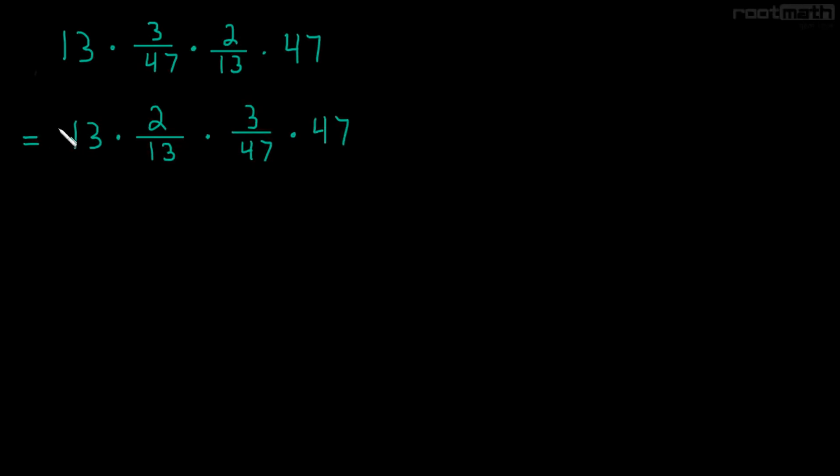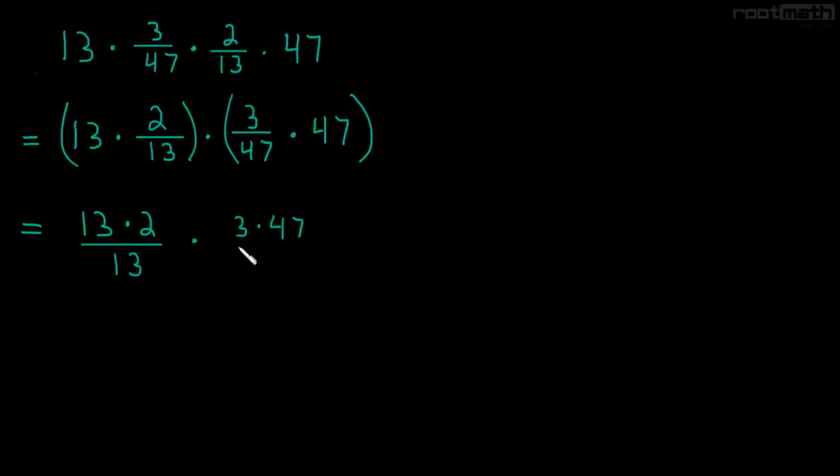Also, multiplication is associative, which means we can group it any way we want. So let's not only put them next to each other, but let's actually group them. And now we know the way fractions multiply. That's something we've already learned. 3 times 2 over 13 times 13 is just 13 times 2 over 13. We get something similar over on the right-hand side.